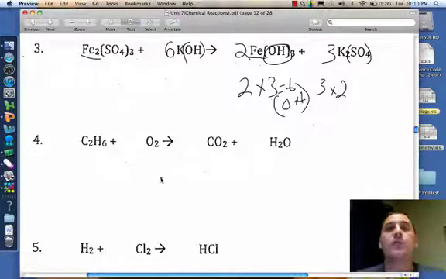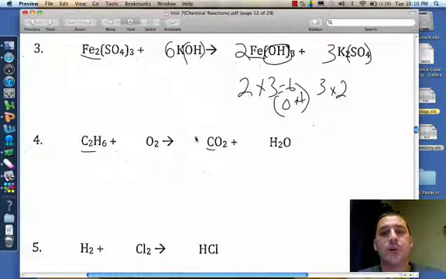Number 4 is the hardest one you're going to have to do. 5 and 6 are very easy. Number 4, again, is going to be the hardest one we're going to do today. If you can do this one, you can do any of them. So we're going to have 2 carbons going in and only get out 1 carbon. So right away, let's go ahead and put a 2 here. Get our carbons balanced out.